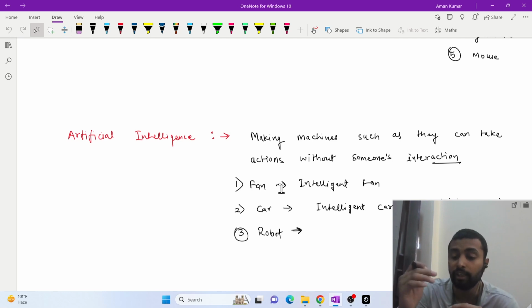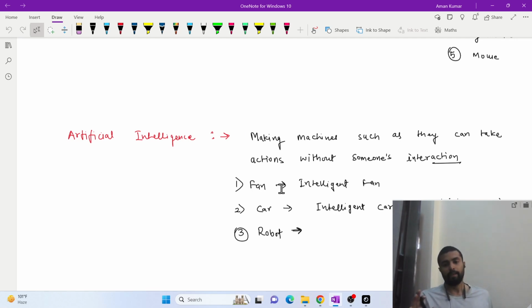Where even sometimes a computer, sorry, a human can't solve. Think about that scenario, right? So that is the AI. That is why we want to build AI. I hope it is clear to you.